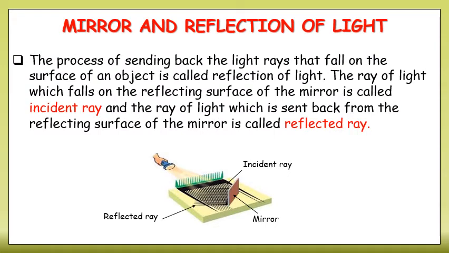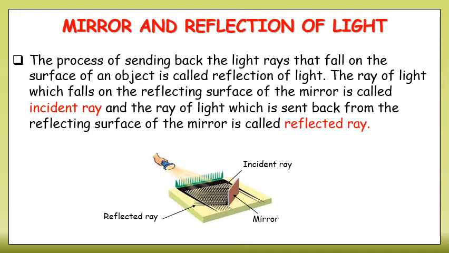Now we will study about mirror and reflection of light. Students, we all use mirrors at home. We look at the mirror and see our image in it, isn't it? You know, this is due to the reflection of light. Now, what is reflection? When a ray of light falls on any surface, it changes its direction and bounces back. And this bouncing back of light is called reflection.